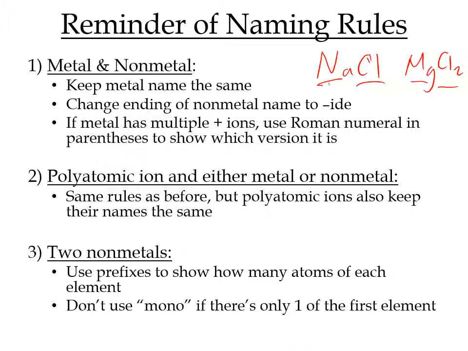If it's a metal and a nonmetal, you always keep the name of the metal the same. You don't change anything. So NaCl, you'd call it sodium chloride, and MgCl2 would be magnesium chloride. You keep the metal name the same.